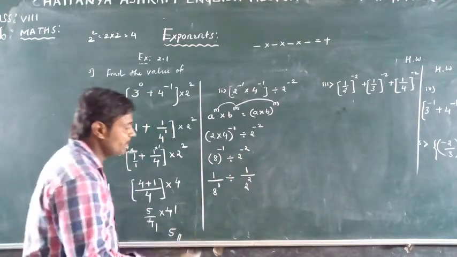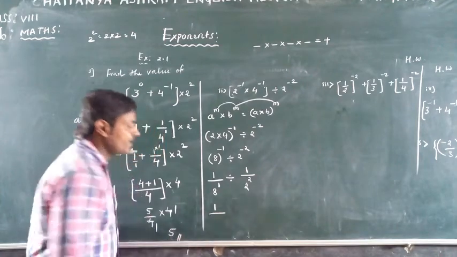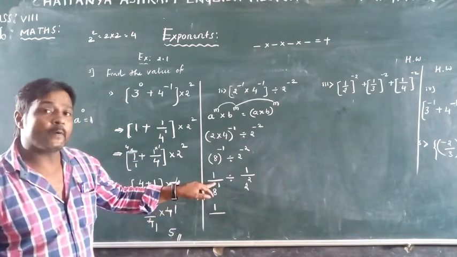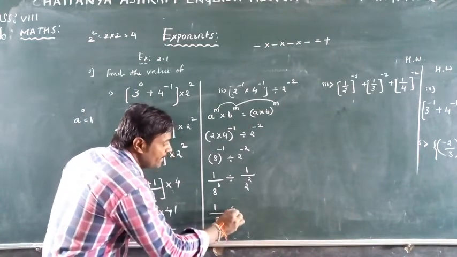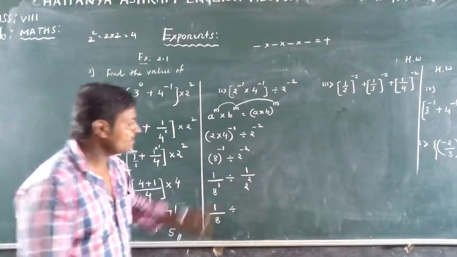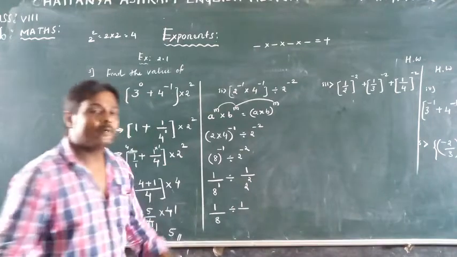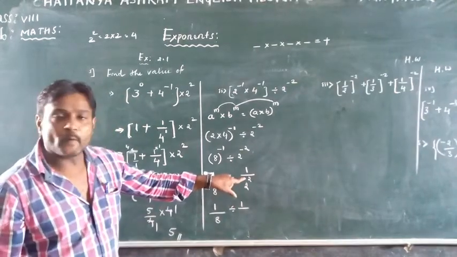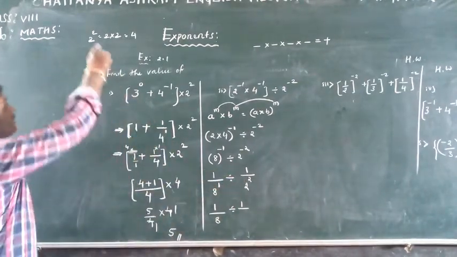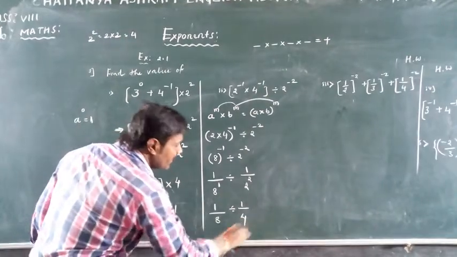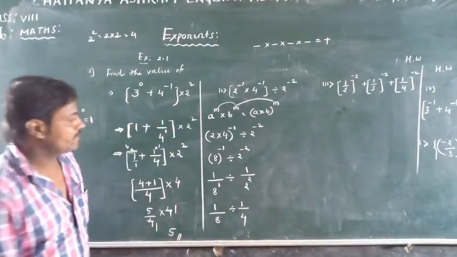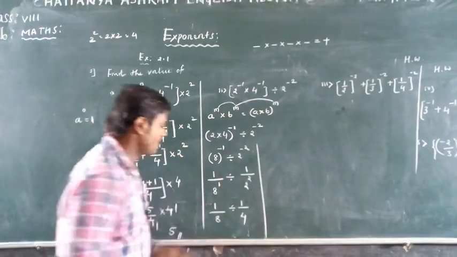Then simplify. 1 divided by 8 raised to the power 1, its value is 8, so 1 by 8. Divided by 1 by 2 raised to the power 2. What is the value of 2 raised to the power 2? Its value is 4. So write here 4. Then see the next step.